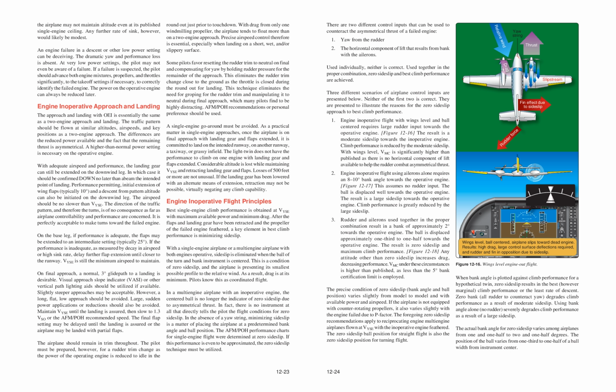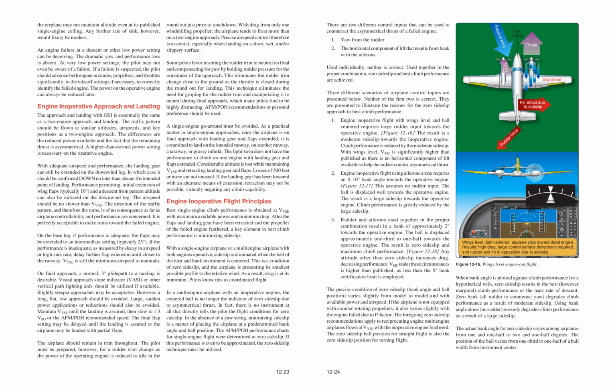2. Engine inoperative flight using ailerons alone requires an 8 to 10 degrees bank angle towards the operative engine. Figure 12-17, this assumes no rudder input. The ball is displaced well towards the operative engine. The result is a large side slip towards the operative engine. Climb performance is greatly reduced by the large side slip.